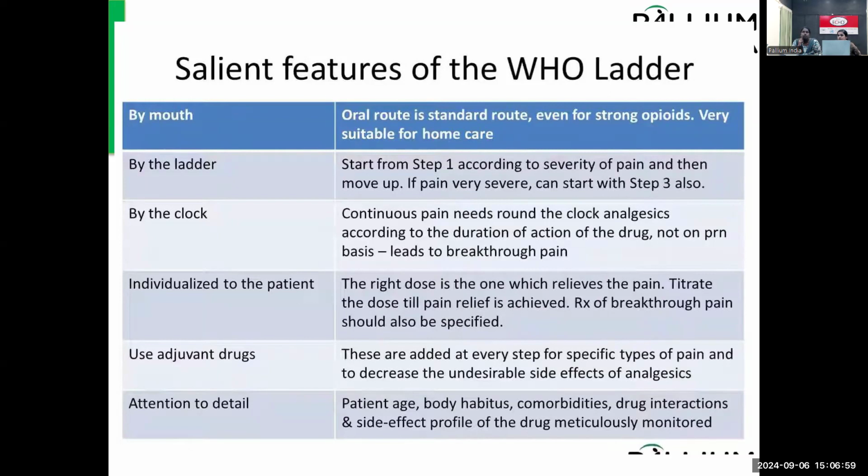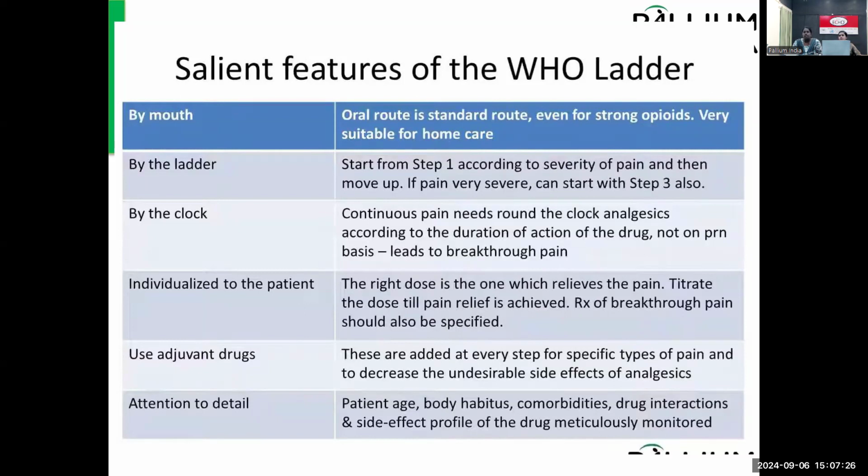Yes, morphine is correct. Anything else? Oxycodone. Other than morphine, fentanyl. Good. Fentanyl is good. Morphine, fentanyl, and one more drug is there, methadone. These are the strong opioids.